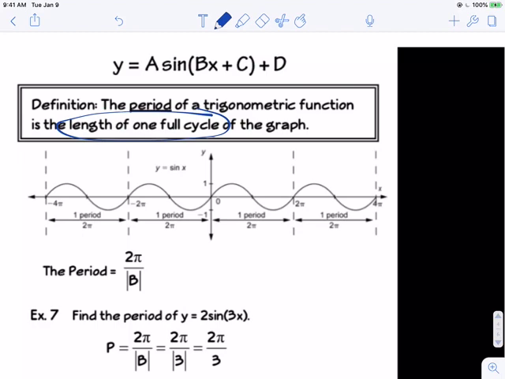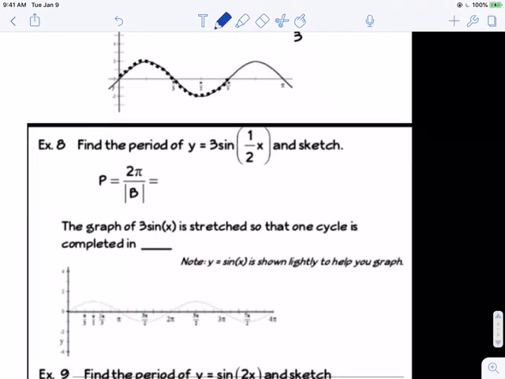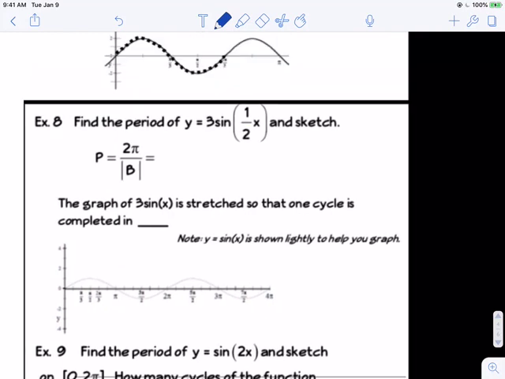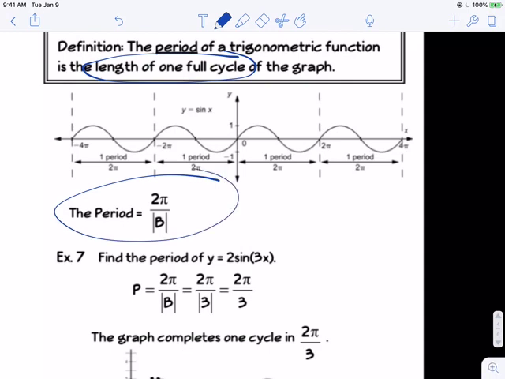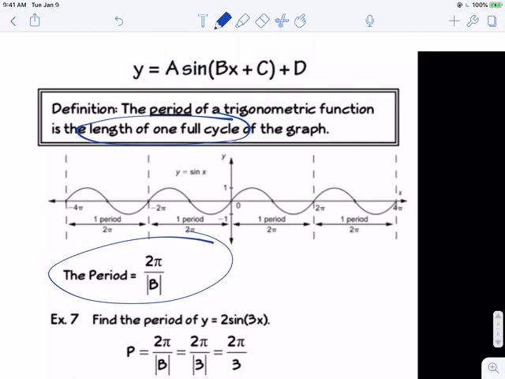Starts here, ends here. That's one period. The period is 2 pi. That's the length of one full cycle. Therefore, the period is 2 pi. Okay. Cycle is observable. Period is measurable. Period measures the cycle. Okay, well, let's figure out how to find the period. It's a real quick formula. It's right here for you. Take 2 pi and divide it by the absolute value of b, and you will get your period. All right? So let's do that.